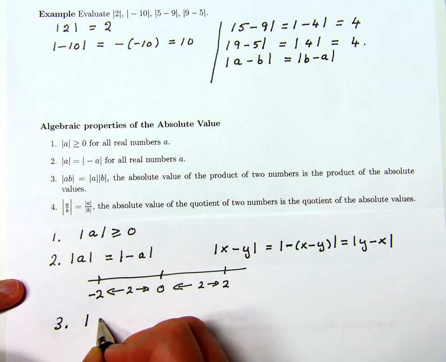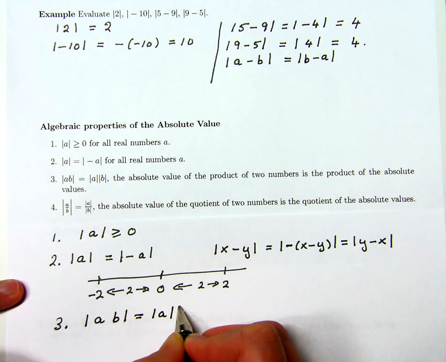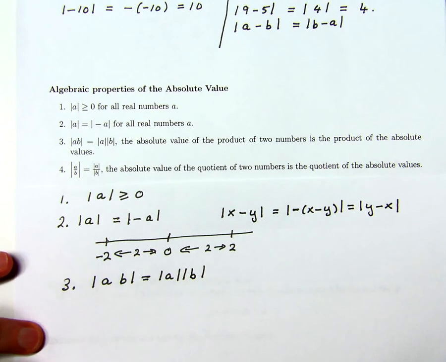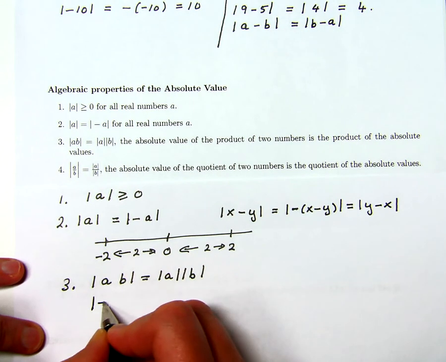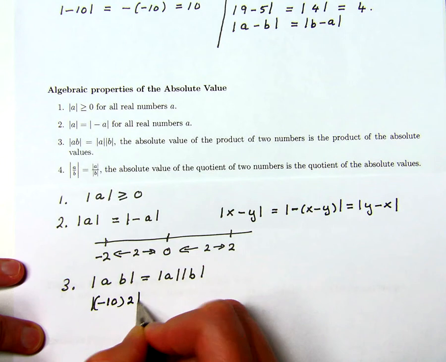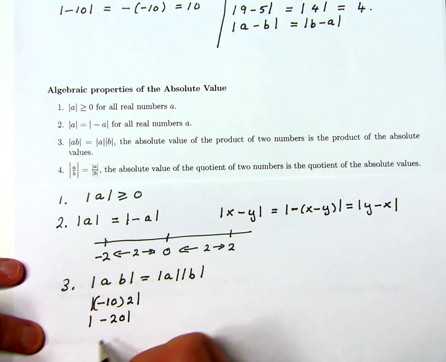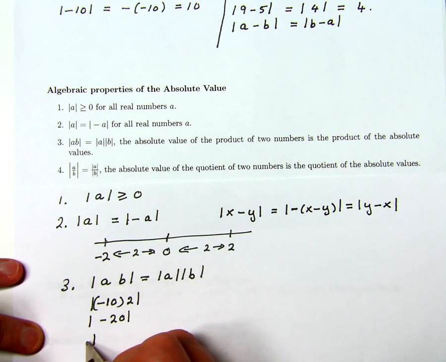Another rule, which is extremely useful, is that the absolute value of a times b is equal to the absolute value of a times the absolute value of b. And we can actually prove this by considering all possible cases. Here's a very concrete example. Suppose I take the absolute value of minus 10 times 2. So that's equal to the absolute value of minus 20. And according to our absolute value definition, minus 20 is negative. So this is negative minus 20, which is equal to 20.